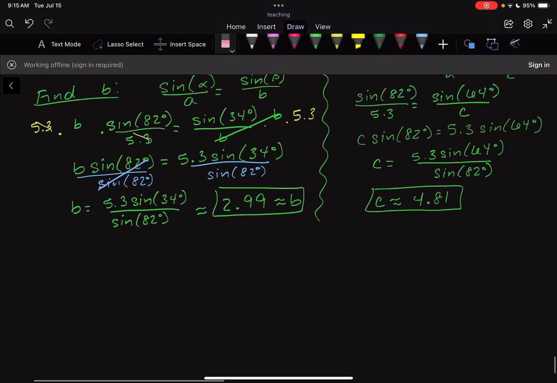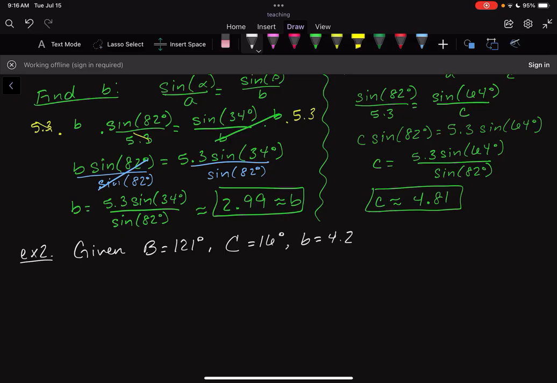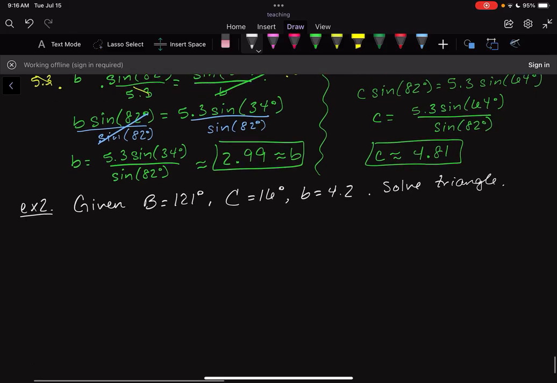I'm going to move on to another example. So example 2 says given angle B is equal to 121 degrees, angle C is equal to 16 degrees, and side B is equal to 4.2. Solve the triangle. And so again, when it says solve the triangle, it means we're looking for all the missing information.